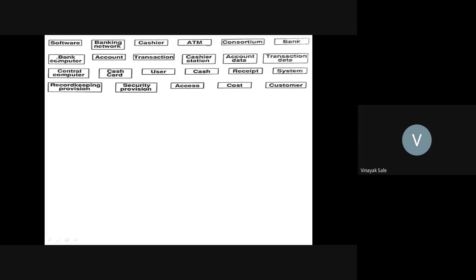These are the classes: software, banking network, cashier, ATM, consortium, bank computer, account, transaction, cashier station, account data, transaction data, central computer, cash card, user, cash, receipt, system, customer, cost, access, security provision, record keeping provisions. These are the different classes. Then communication line and transaction logs.